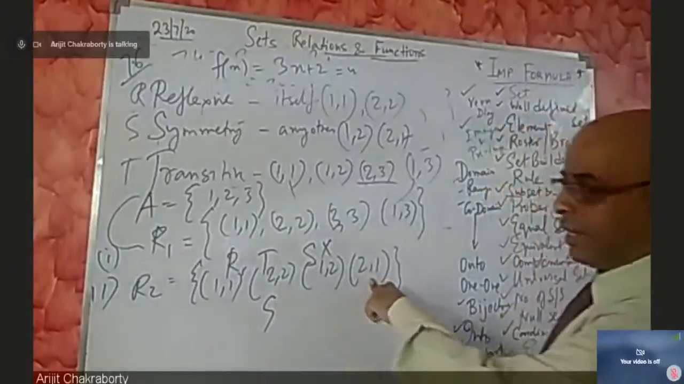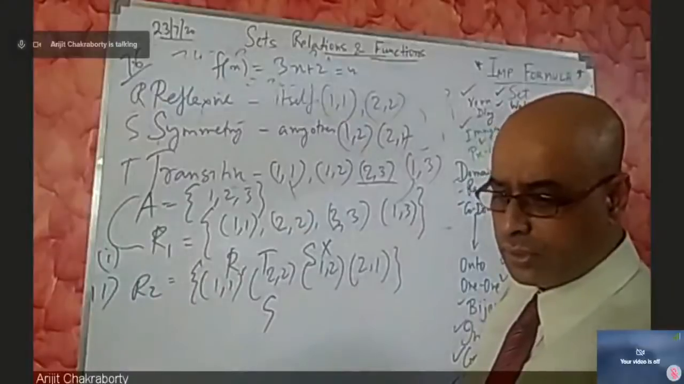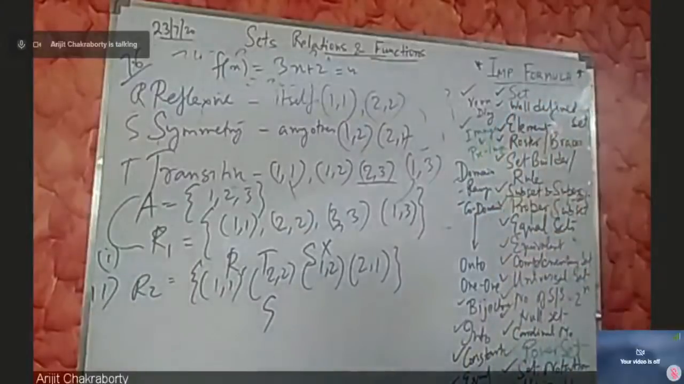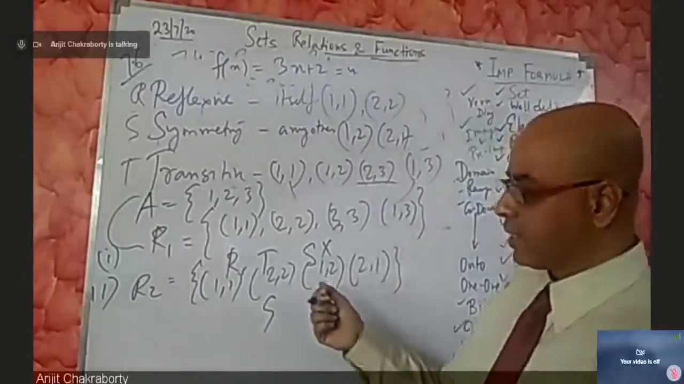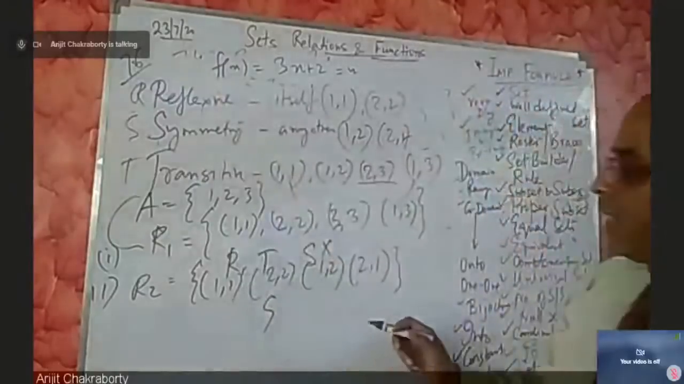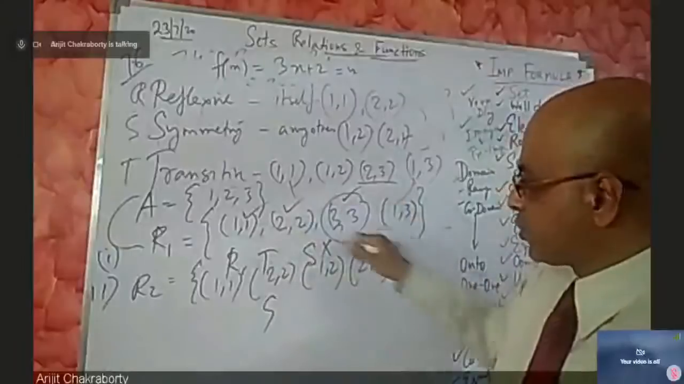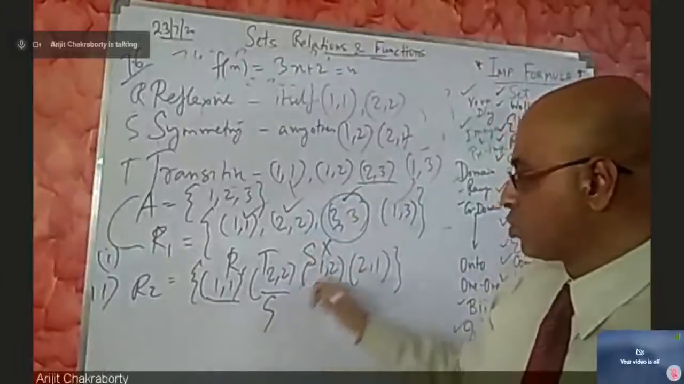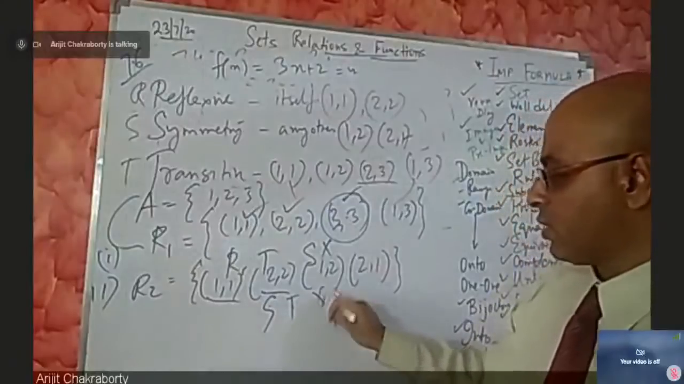Okay? Is it transitive? Let's check. It is transitive, 1,2, 2,1 is there. But is it completely reflexive? Because if you want to have reflexive, you need to have 1,1, 2,2 as well as 3,3. Here we have 1,1, 2,2, but we don't have 3,3. So it is symmetric and transitive but not reflexive.